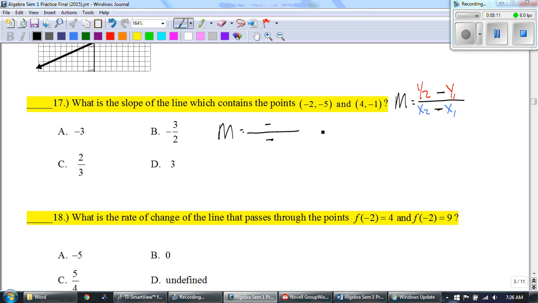So I'm going to set this up already with my subtraction. The y's go on the top, negative 1 minus negative 5, which turns into a positive 5. On the bottom, we have 4 minus negative 2, so once again, that turns into a positive. Negative 1 plus 5 is 4. 4 plus 2 is 6. And then we need to reduce the fraction. Now, if you don't know that, use your calculator, but you should be getting C, 2/3.